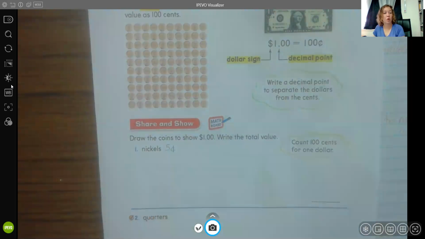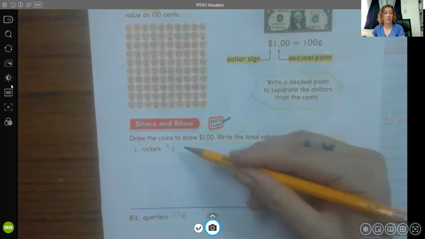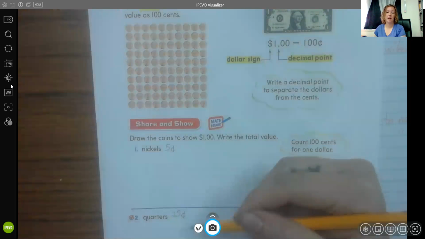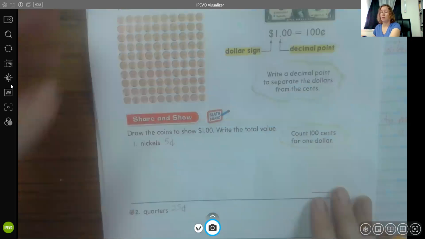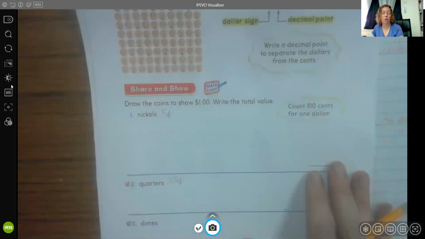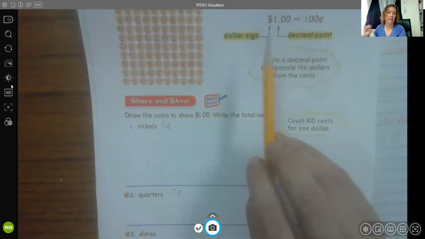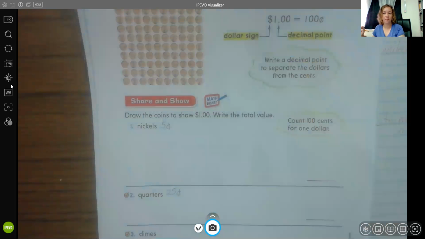Okay, number 2 says quarters. And quarters are worth 25 cents. That's a lot more than the 5 cents. So are you going to have as many circles? Probably not. So you can draw bigger circles for these. Again, they want you to count on. They want you to add quarters until you get to $1, which is 100 cents. Okay?